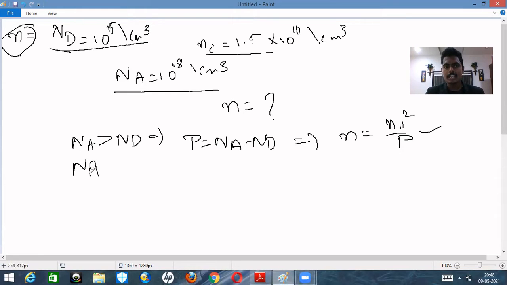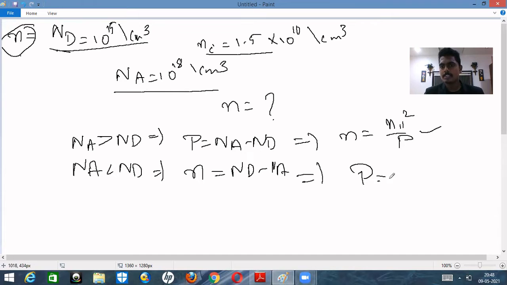If Na is less than Nd, then what we have discussed, it will be an n-type semiconductor and n will be equal to Nd minus Na directly. And we can easily find p is equal to ni square upon n. So this is how we will discuss. And if Na is equal to Nd, it will become an intrinsic semiconductor and there will be no meaning in that, because in an intrinsic semiconductor there will be no conductivity and there is no chance for analysis.